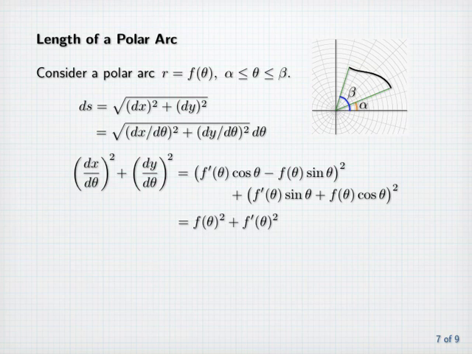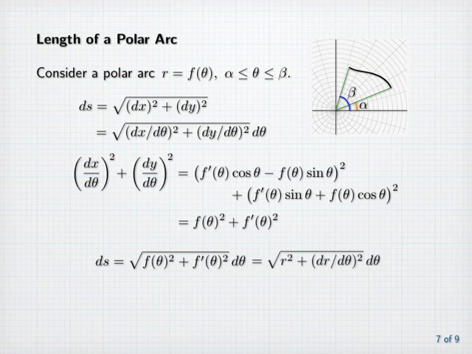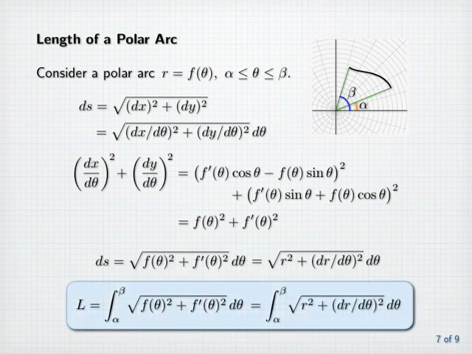So all we have is f of theta squared plus f prime of theta squared. So ds is equal to the square root of f of theta squared plus f prime of theta squared times d theta, which we can also write as the square root of r squared plus (dr/d theta) squared d theta. And the length of the arc is the integral from alpha to beta of the square root of f of theta squared plus f prime of theta squared d theta, which we can also write as the integral from alpha to beta of the square root of r squared plus (dr/d theta) squared d theta.